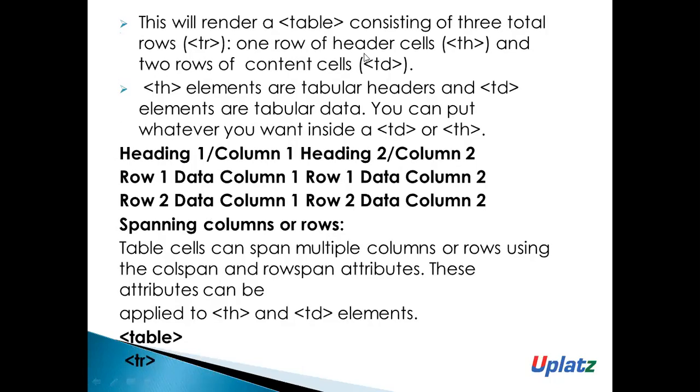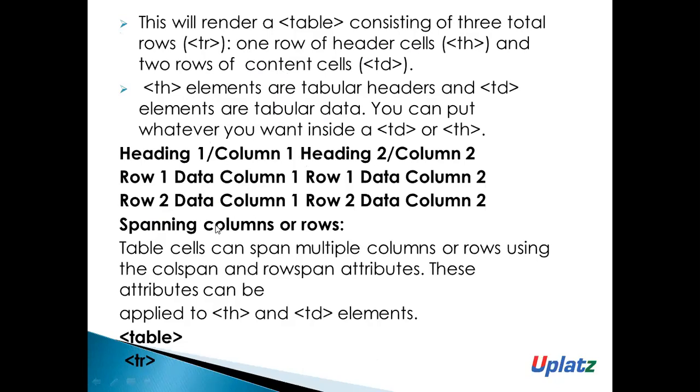So the next, this will render a table consisting of 3 total rows, one header and 2 rows of content cells. So the TH elements are the tabular header and the TD elements are the tabular data. So you can put whatever you want inside like this.